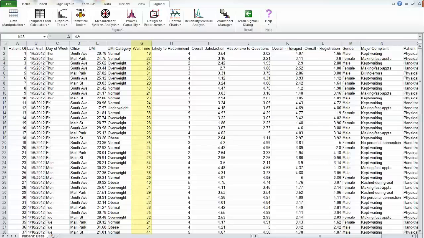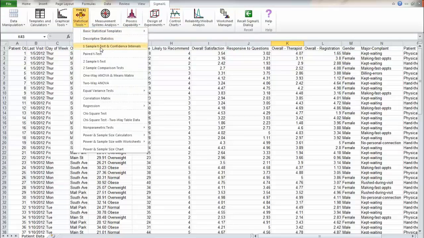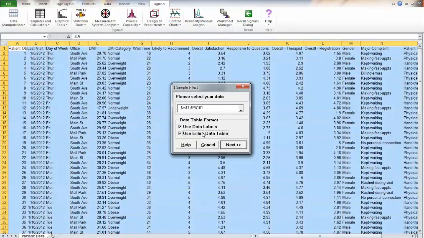All right, this exercise is focusing on wait times, which is column G. We want to see if the average wait time is greater than 20 or not for our practice overall. Secondarily, we've been asked to see if that varies by office. This is not a problem. We will use the one sample t-test by going to Stat Tools, one sample t-test. Entire table next.